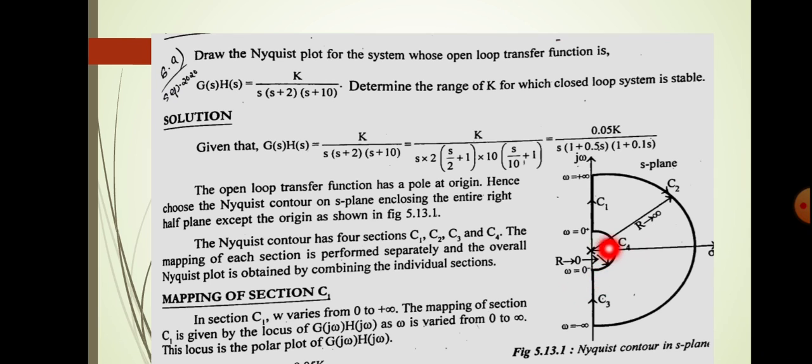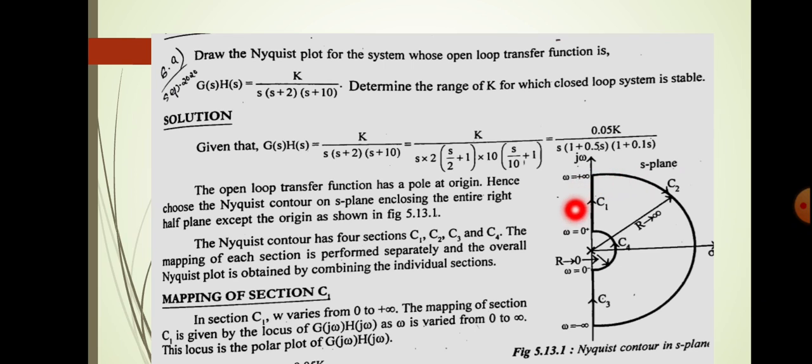and similarly in the case of C4 it is a semicircle, its radius is 0, and here we can assume that its phase is varying, it goes from here to here, so phase varying from minus pi by 2 to plus pi by 2. All this information is obtained from this Nyquist contour in the S plane. Next, what we want to do is transform each part of this Nyquist contour into the G(s)H(s) plane.